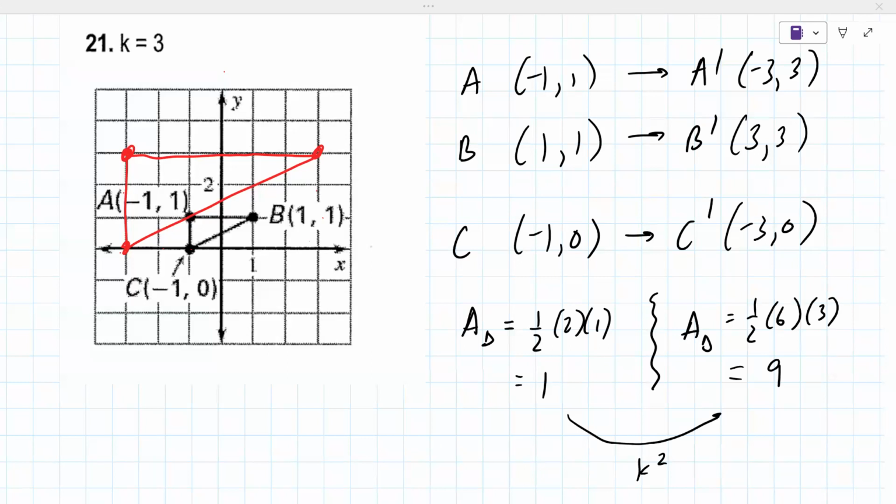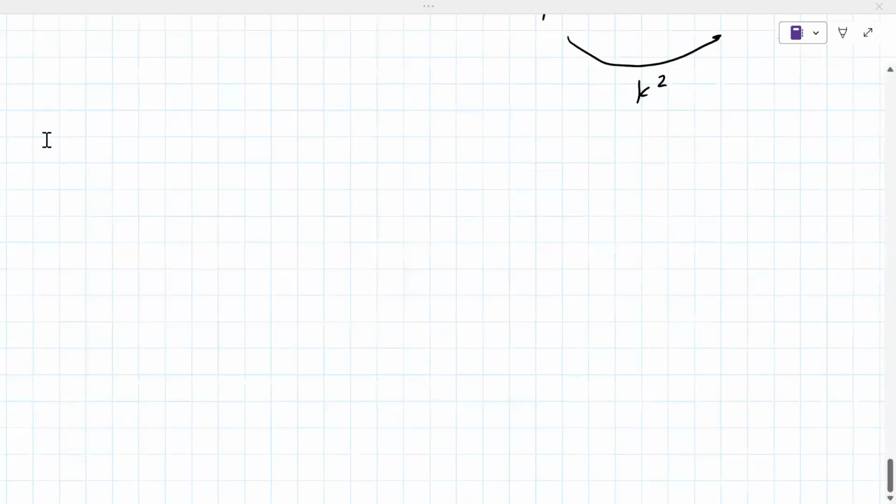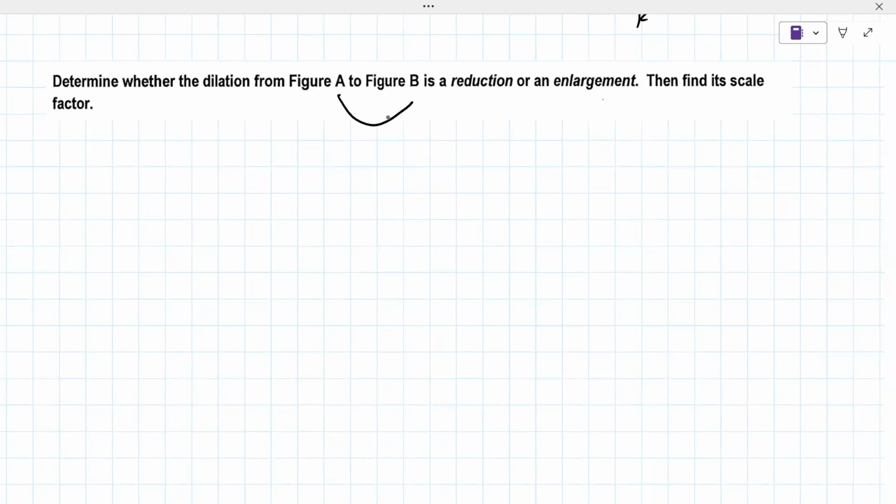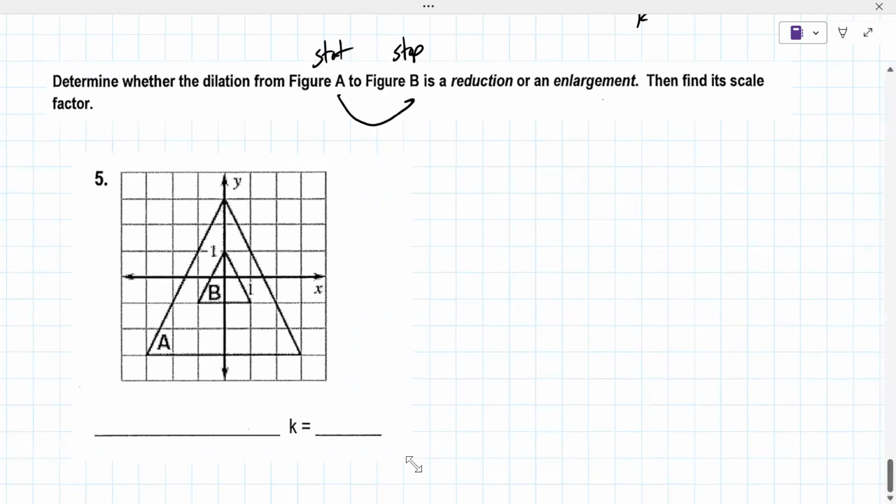All right, so let's do some lighter problems to close out here. So here are the instructions. It says determine whether the dilation from A to B. So you have to know which one you're starting with and which one you're ending with or stopping. It's really important that you figure out which is the start, which is the stop, because it's easy to misinterpret that. So is from A to B a reduction or an enlargement?